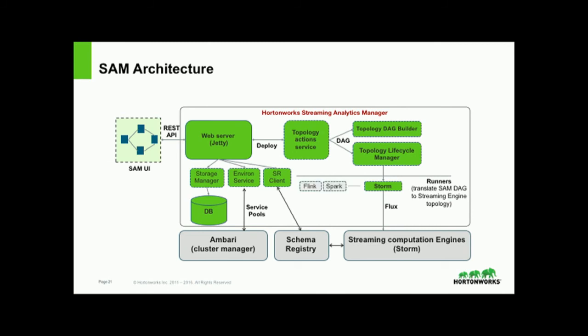If you want additional streaming engines like Flink and Spark, all you have to do is add another runner. We'll see in the next few slides what the interfaces are that you can implement.